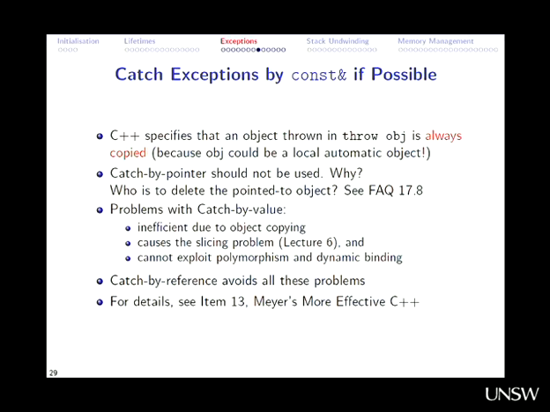Okay? There's problems with catch by value. It's inefficient due to object copying. It causes the slicing problem, which I apparently mentioned in lecture 6. I don't remember mentioning the slicing problem, but we'll look at that if we need to. And it cannot exploit polymorphism and dynamic binding if we're catching by value. And so catching by reference avoids all these problems.